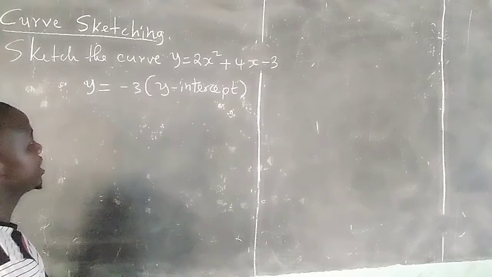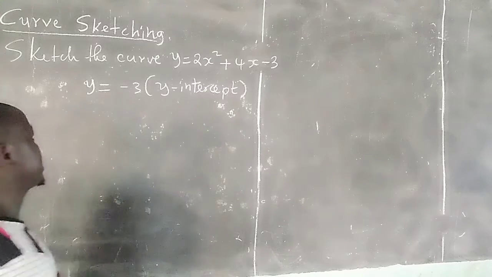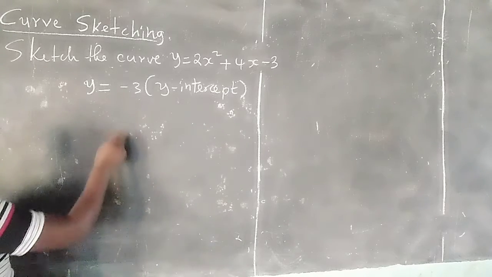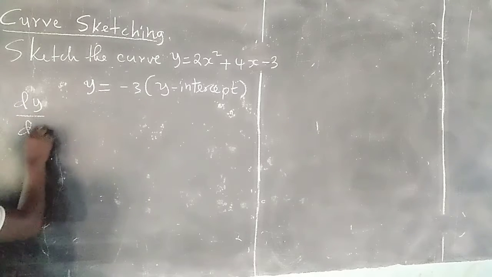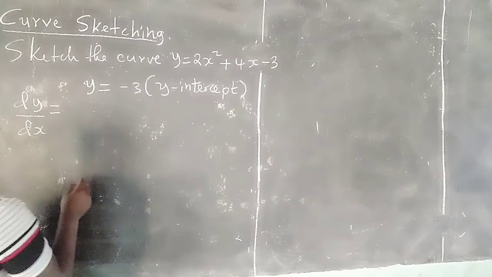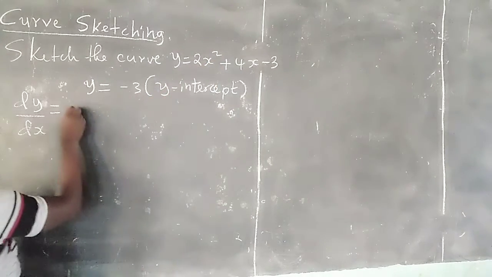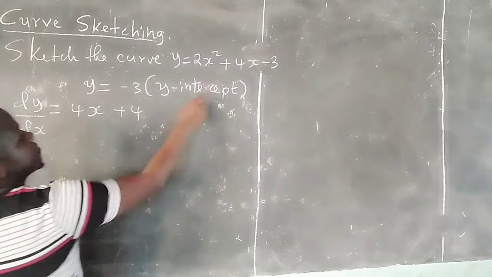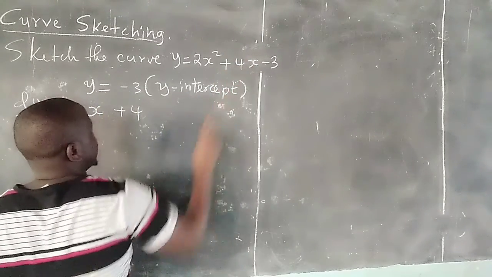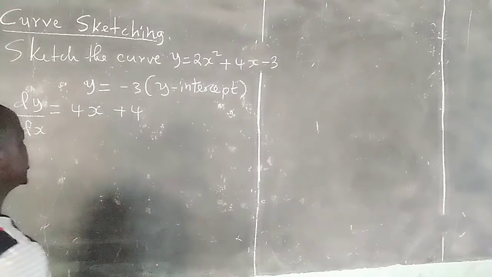Then now we can get the turning points, or the one turning point, because the curve is quadratic, so the turning point can only be one. Therefore, at the turning point, the gradient function equals 0, and we can get the gradient function first of all. Differentiating this, we bring the 2 there, this will become 4x to the power 1 plus 4. Because we are dropping 1 here, this one becomes extinct.